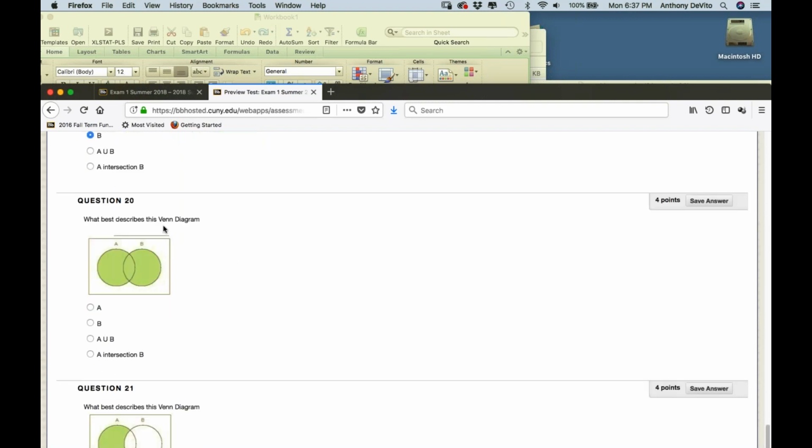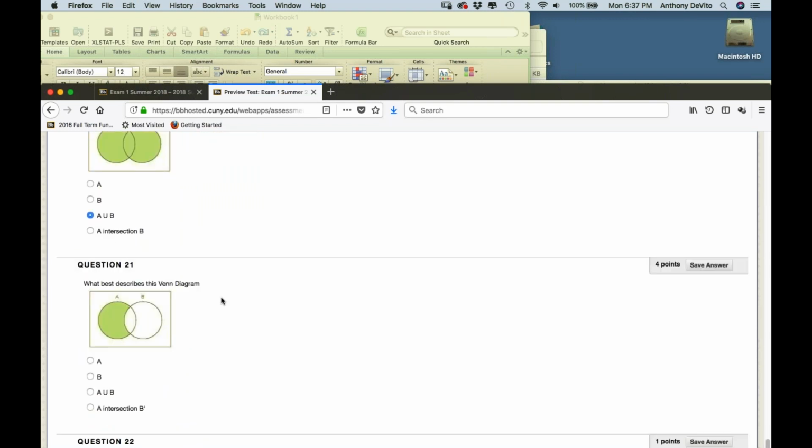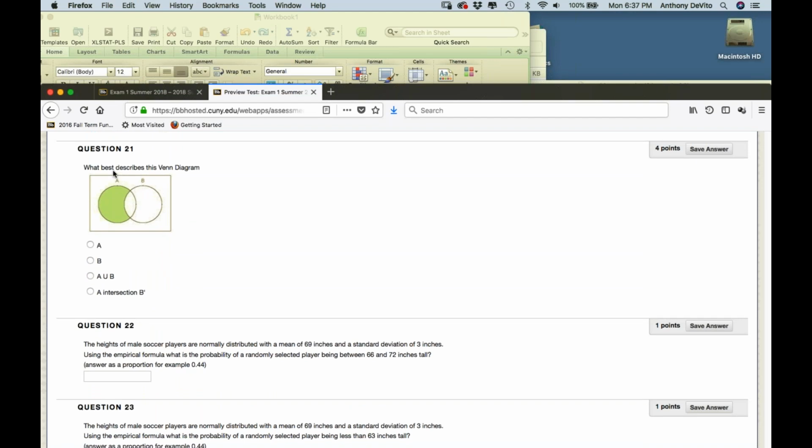We know that. How about this one? Well, I just gave that one away. It could be either A or B or both, which is basically A union B. And what about this one? Well, this one represents A, but it doesn't represent B. So in other words, it is A and the intersection of not B. It's got to satisfy both conditions.